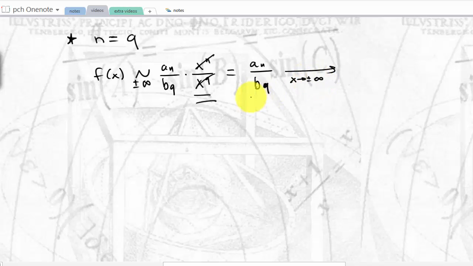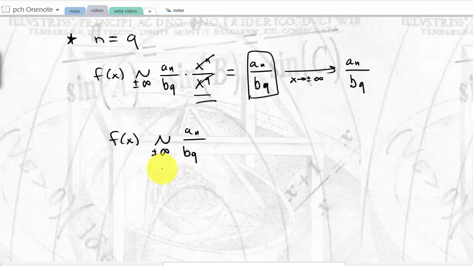This time the powers, the degrees, are the same. So what happened to this ratio right here? Well, if the degrees are the same, this is just an over bq. You can simplify xn and xq because it's the same thing, x2 over x2, x5 over x5. And so you're left with something that is not a function of x. So as x approaches plus or minus infinity, this doesn't change. It's a constant. It's still an over bq. Therefore, f of x is equivalent to an over bq as x approaches plus or minus infinity.